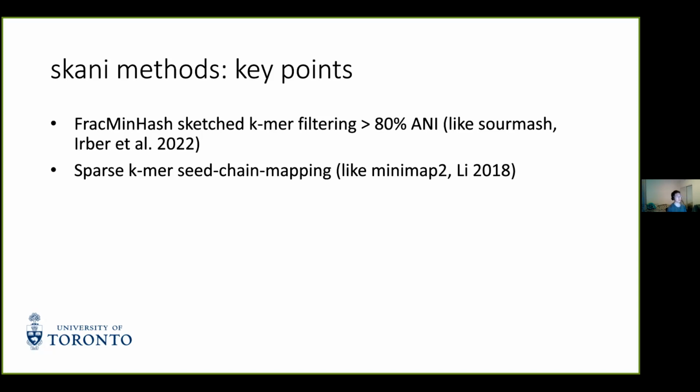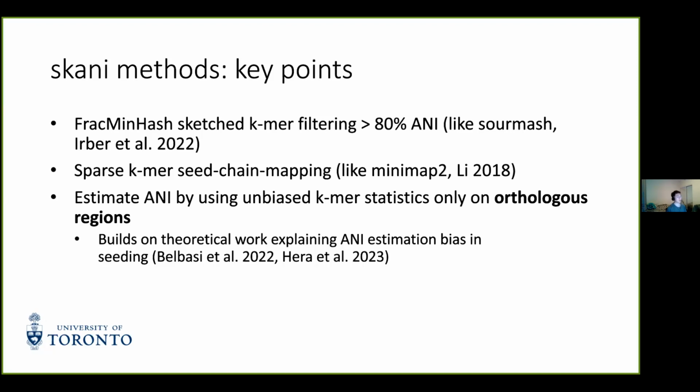So chain mapping is a paradigm used in Minimap2, and it's a way of computing mappings between two genomes. Unlike Minimap2, we've augmented this algorithm because we don't actually need to compute full-on alignments. We just need to compute an ANI. And then finally, we estimate ANI by using unbiased k-mer statistics only on the orthologous regions.